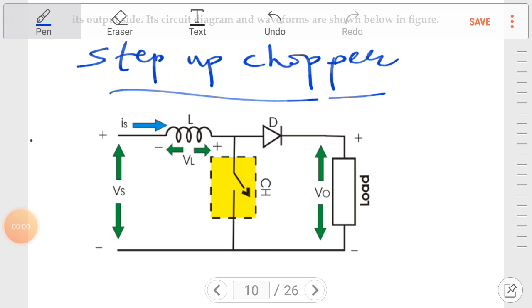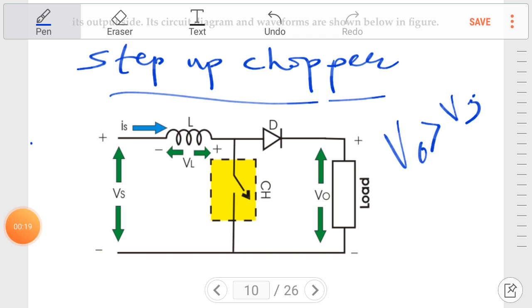Step up chopper, or boost converter, is used to increase the output voltage. It means V output is always greater than V source, the input voltage. The circuit diagram of the step up or boost converter is shown in the figure.